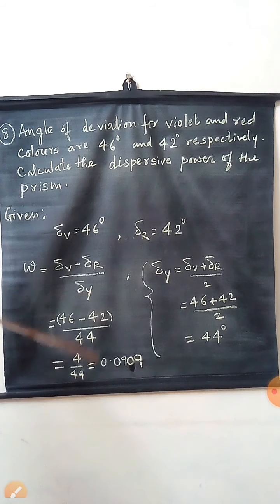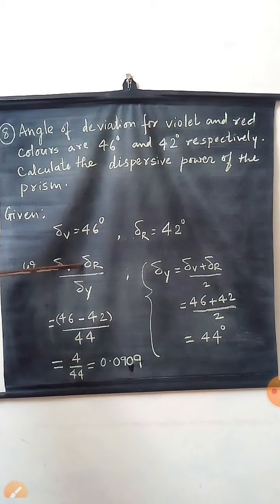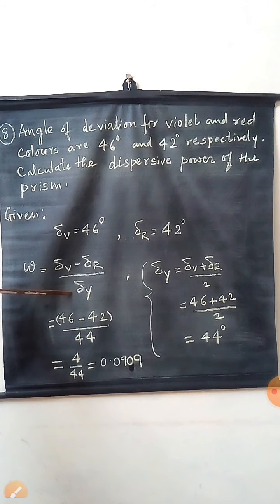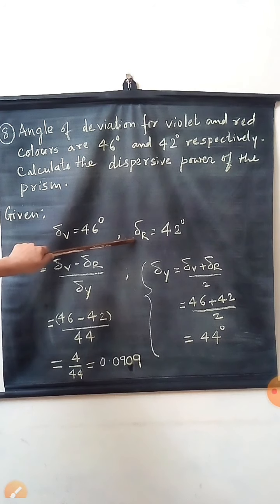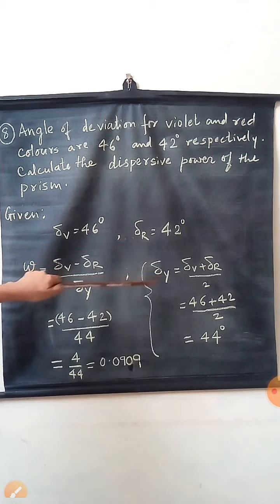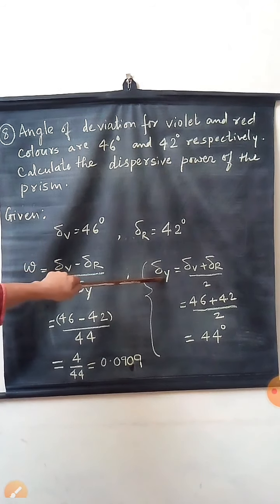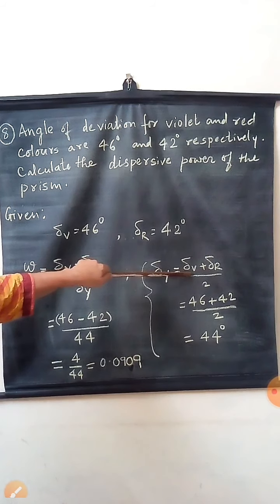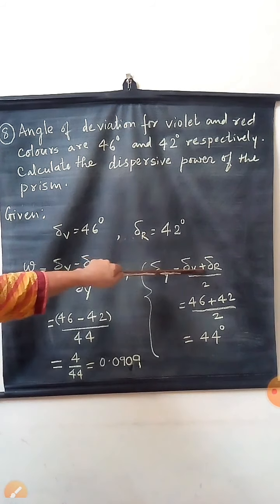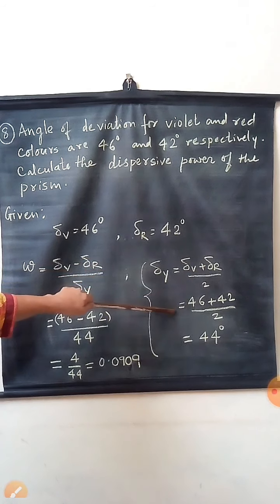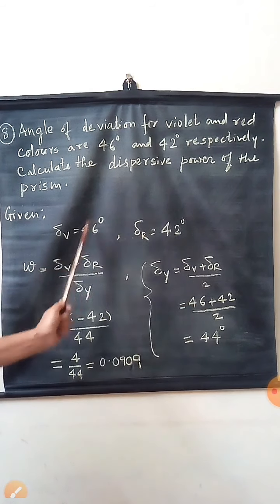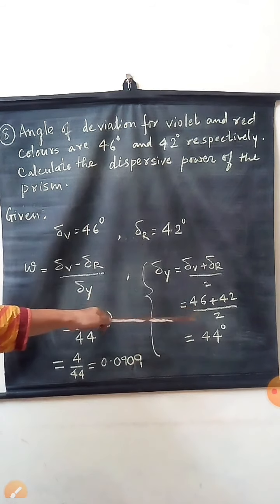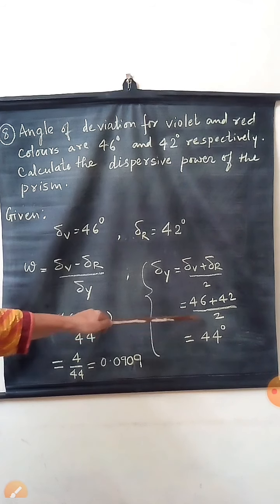So here you are given delta V and delta R, but you are not given delta Y. So it is a mean deviation which can be calculated as the mean of the two values for violet and red color. So here we can calculate the value for delta Y as equal to the mean of violet and red color deviation. So delta V plus delta R upon 2, put the values which are given, 46 plus 42 by 2, which will give you 44 degrees.